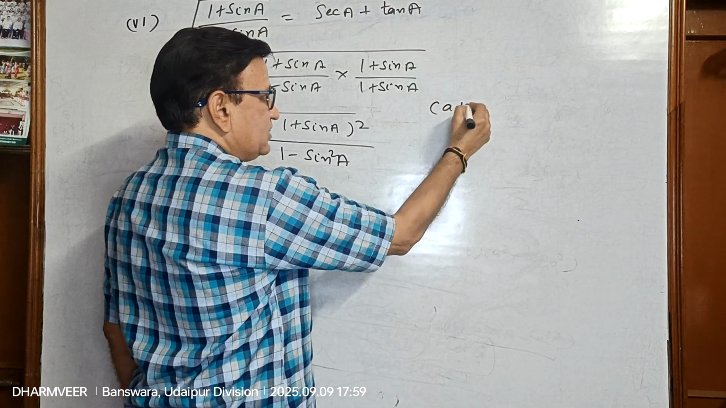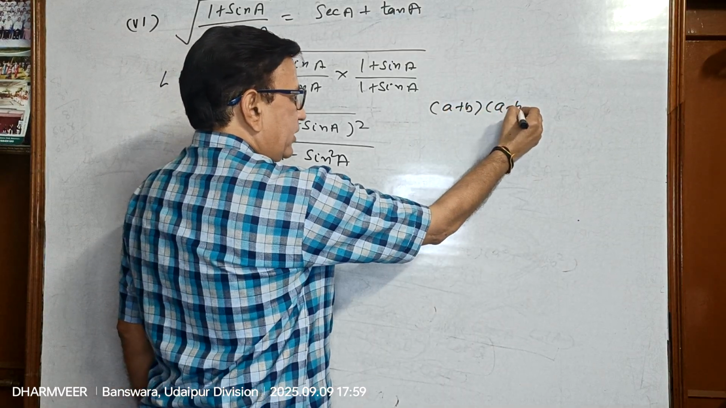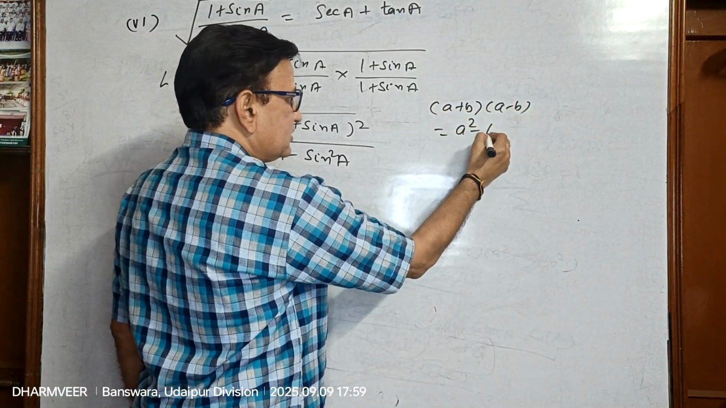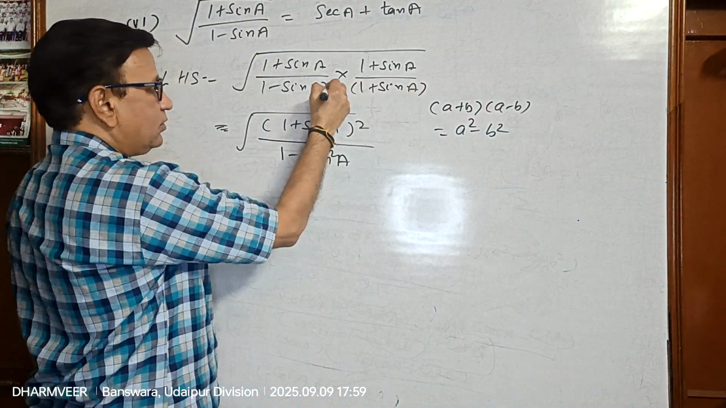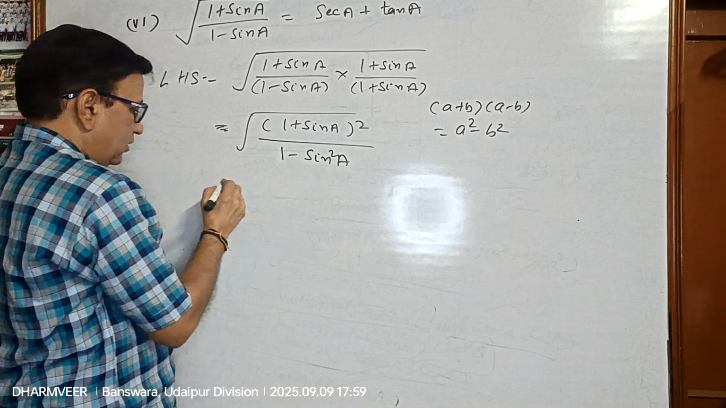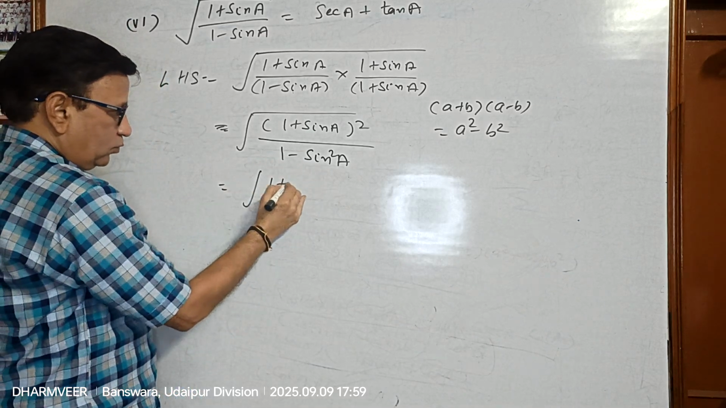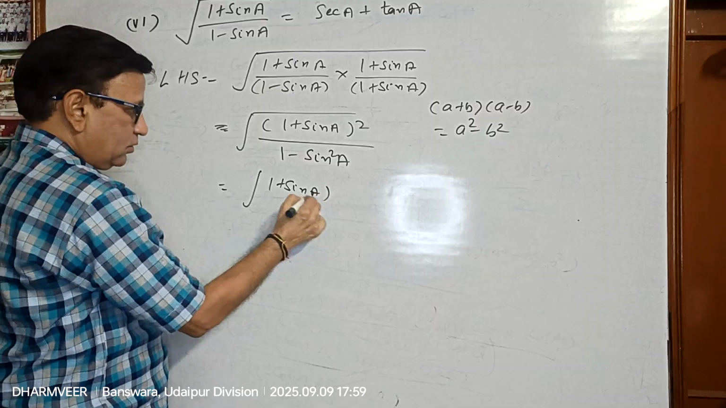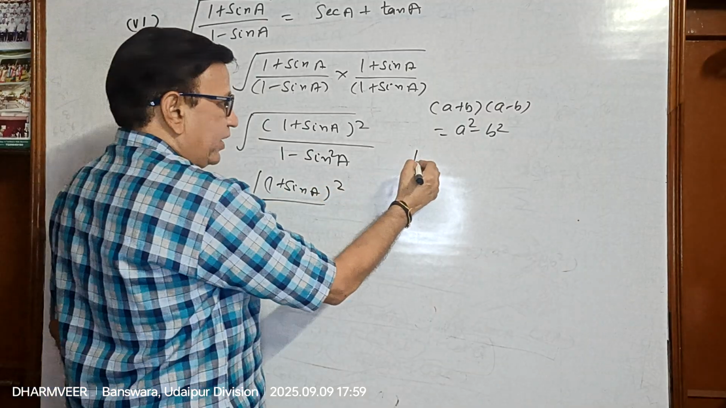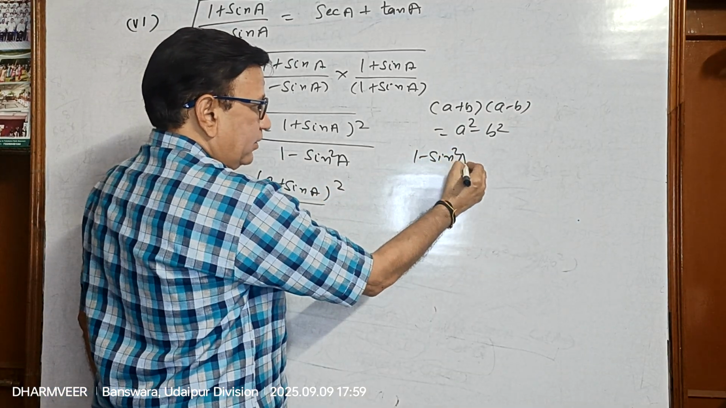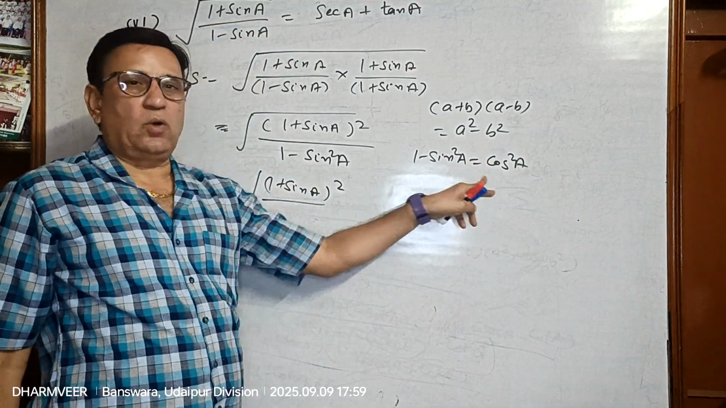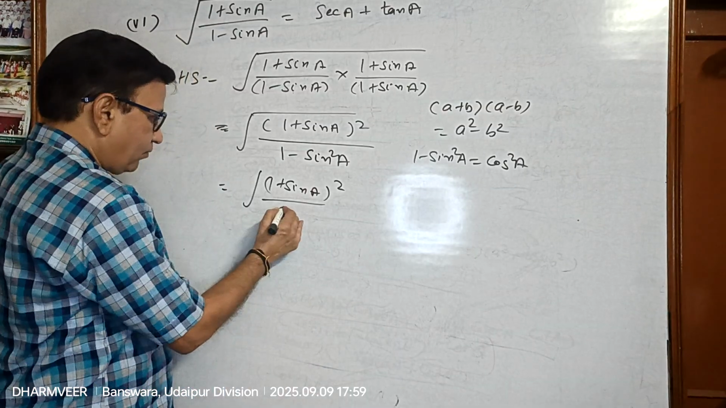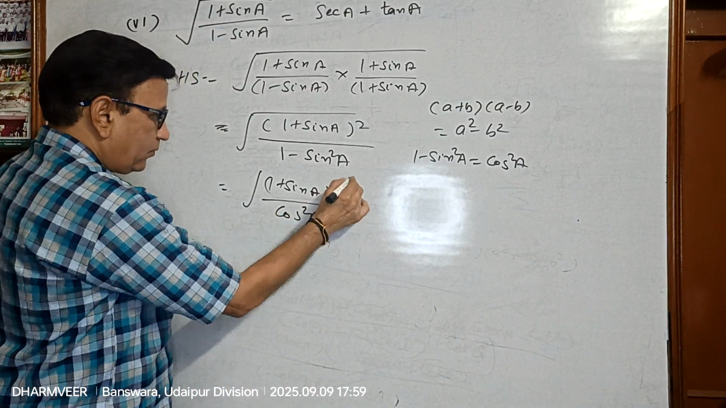Okay, as you know, (a plus b)(a minus b) is what? a square minus b square. So (1 plus sin a)(1 minus sin a) becomes 1 minus sin square a, and you know the identity, it becomes cos square a. 1 minus sin square a is cos square a. So right here, cos square a.